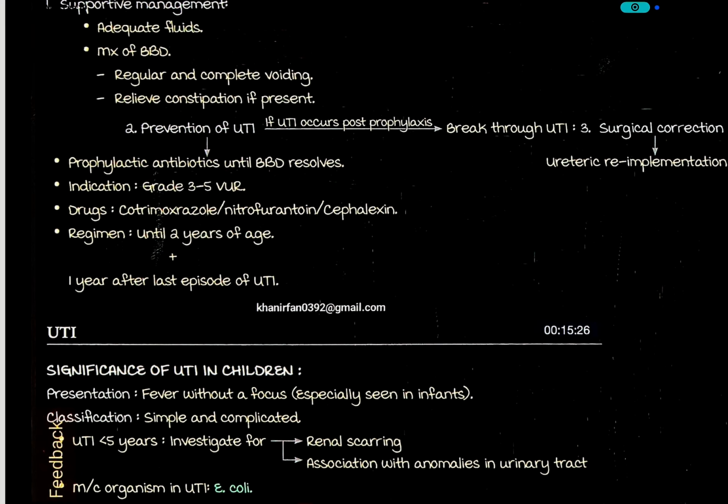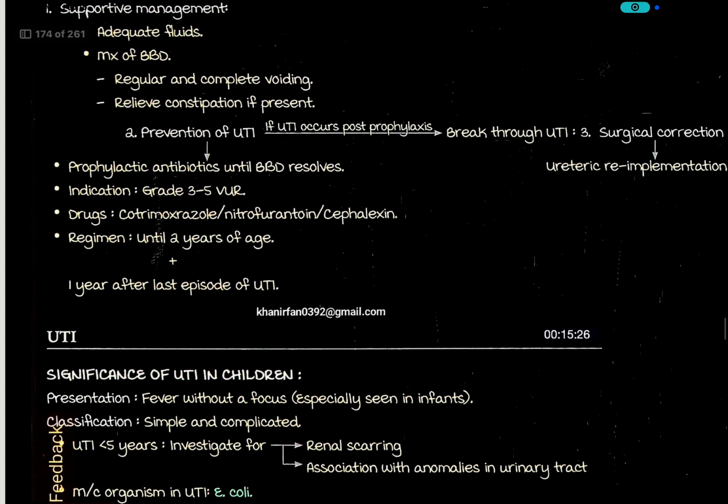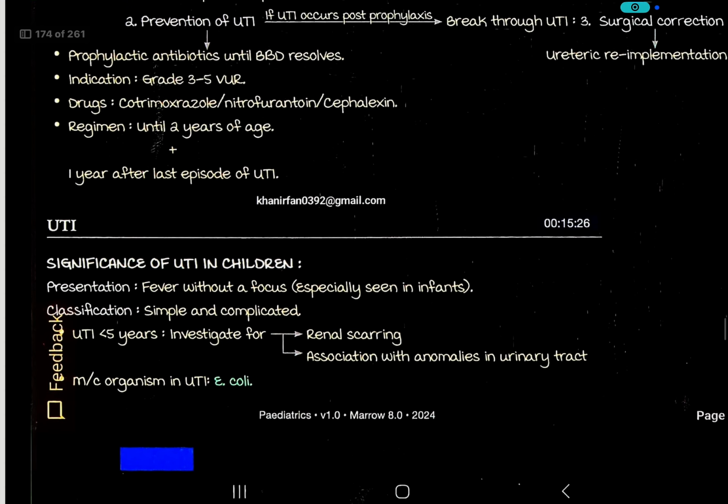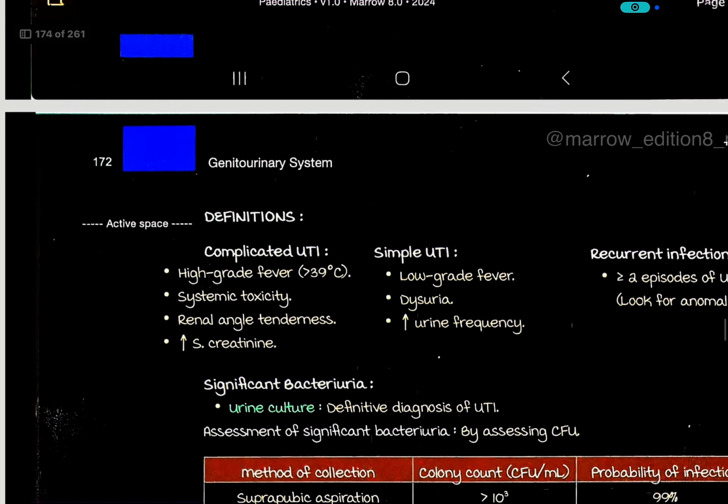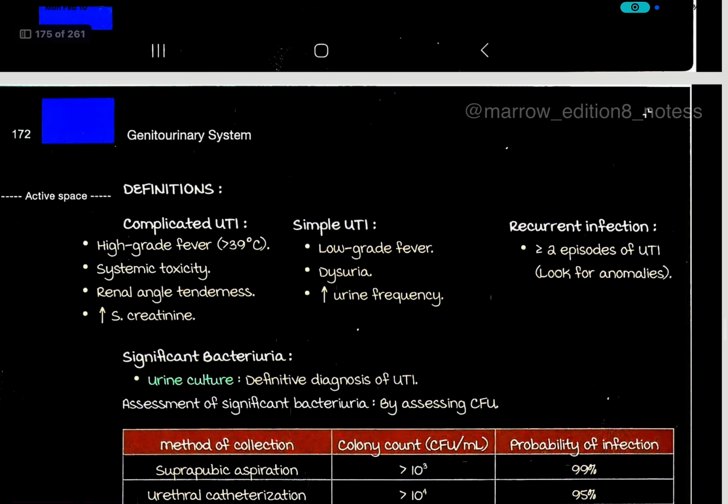So what is the significance of UTI in children? Presentation: it's a fever without a focus, especially seen in infants. Classification: simple and complicated. UTI in a child less than 5 years old: investigate for renal scarring and association with anomalies in the urinary tract. The most common organism in UTI is E. coli.